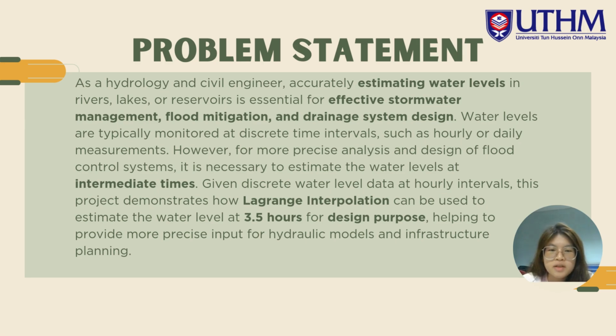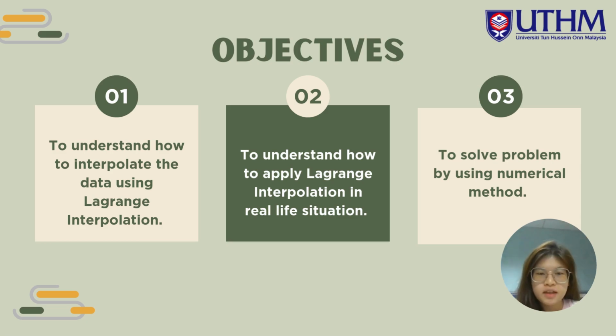However, for more precise analysis and design of flood control systems, it is necessary to estimate the water levels at intermediate times. Given discrete water level data at hourly intervals, this project demonstrates how Lagrange interpolation can be used to estimate the water level at 3.5 hours for design purposes, helping to provide more precise input for hydraulic models and infrastructure planning. There are three objectives in our project.